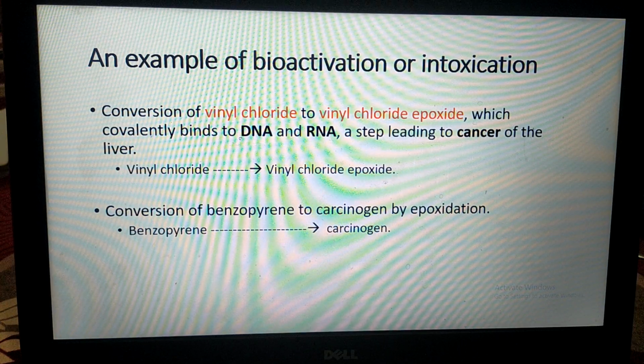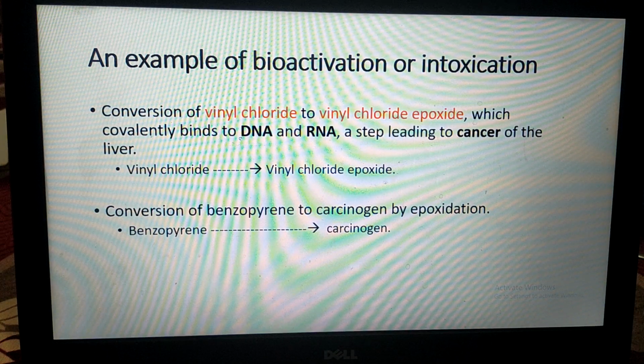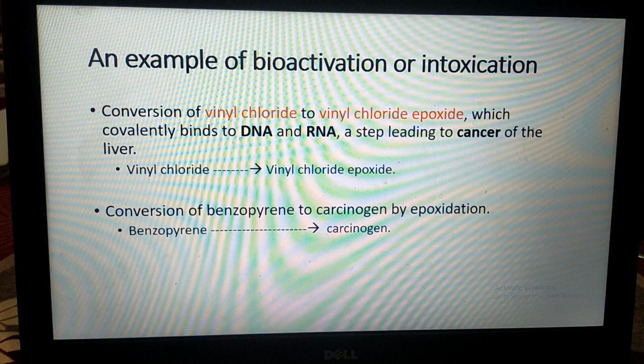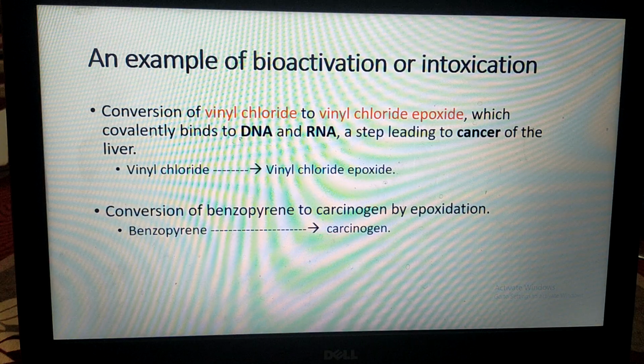Now these are the examples of bioactivation or intoxication. Here vinyl chloride is given. Vinyl chloride is a toxic compound for our body because it is hydrophobic. Generally the toxic substances are hydrophobic for our body, therefore they cannot be easily excreted from our body and they occupy a space inside the cell and they disturb the cell functions. So hydrophobic compounds are generally toxic for our body. Similarly, vinyl chloride is a toxic substance simply because it is hydrophobic and cannot be removed easily from the body.